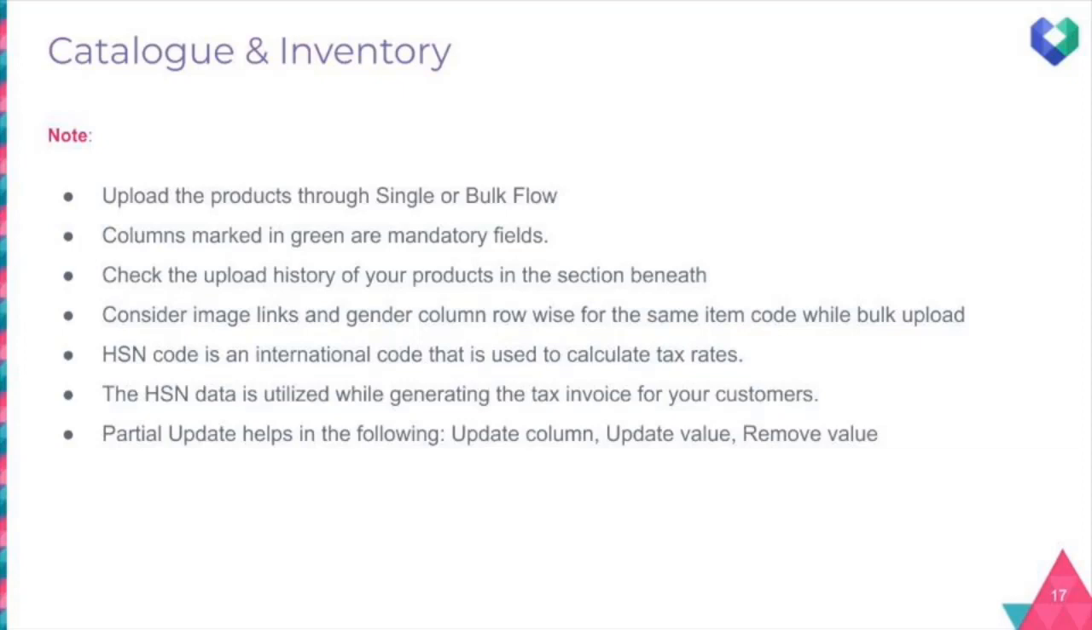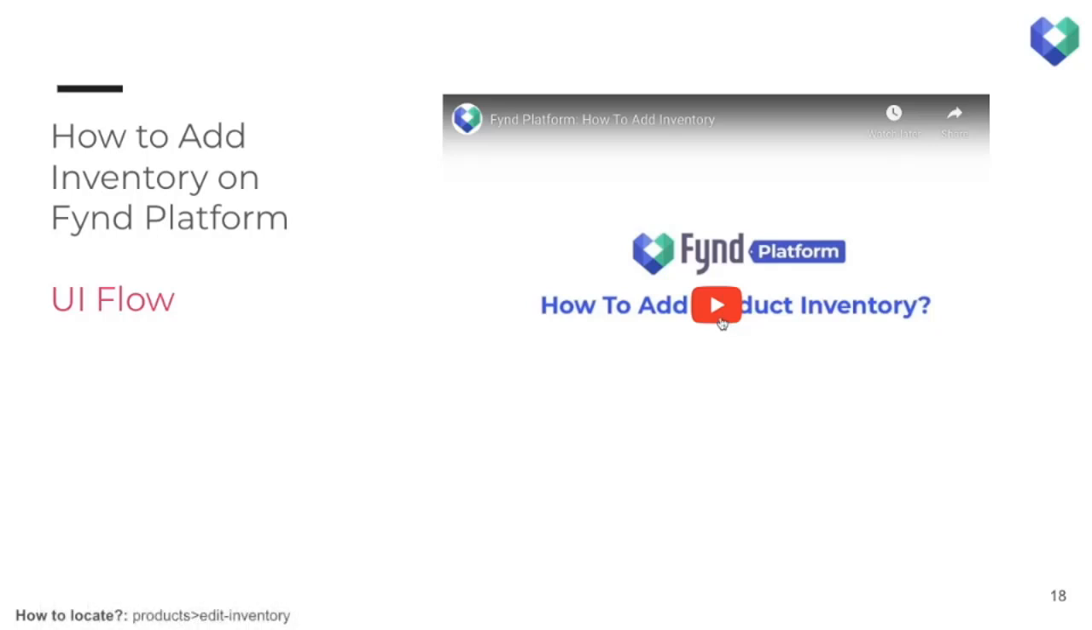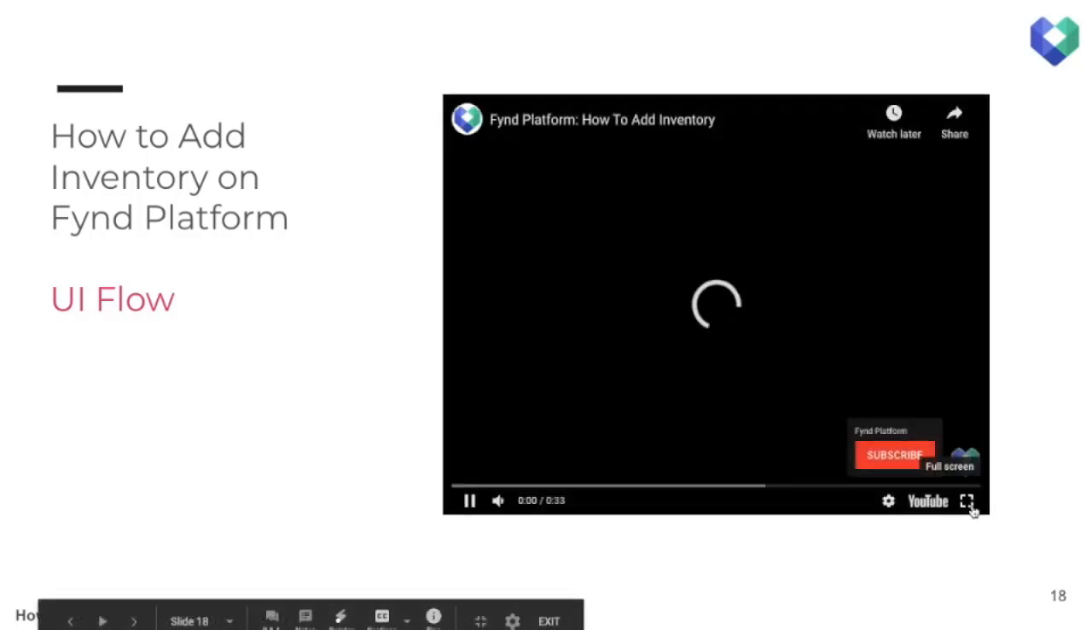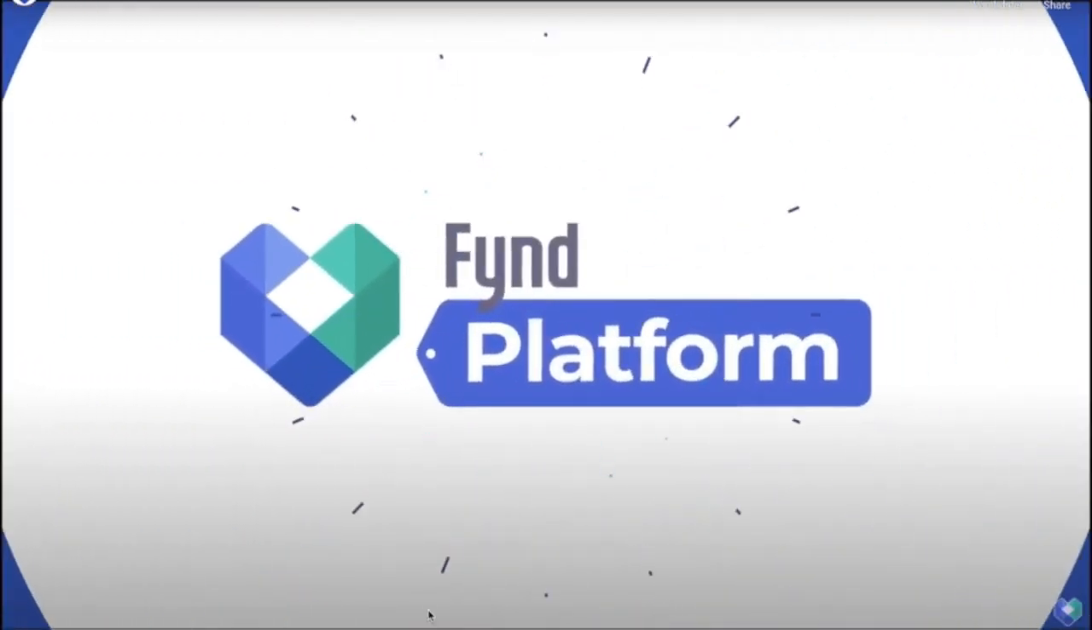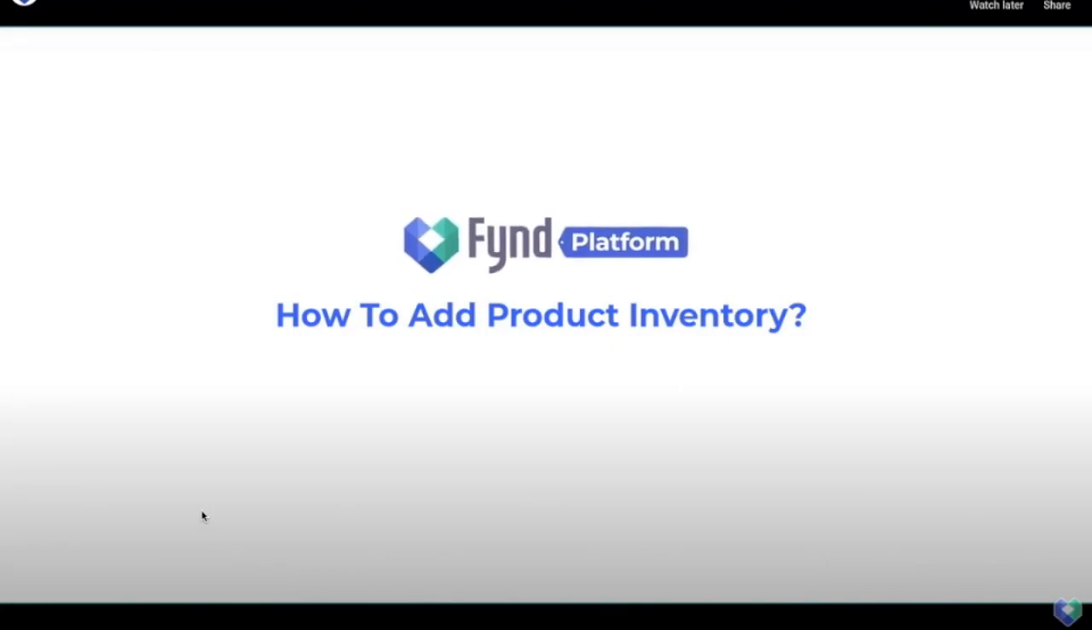Moving on, once you have uploaded a catalog, let's see how you update the quantity of the catalog that you have just created. This demo is again of a single inventory, not bulk inventory. How do you add inventory to a single product through the UI?